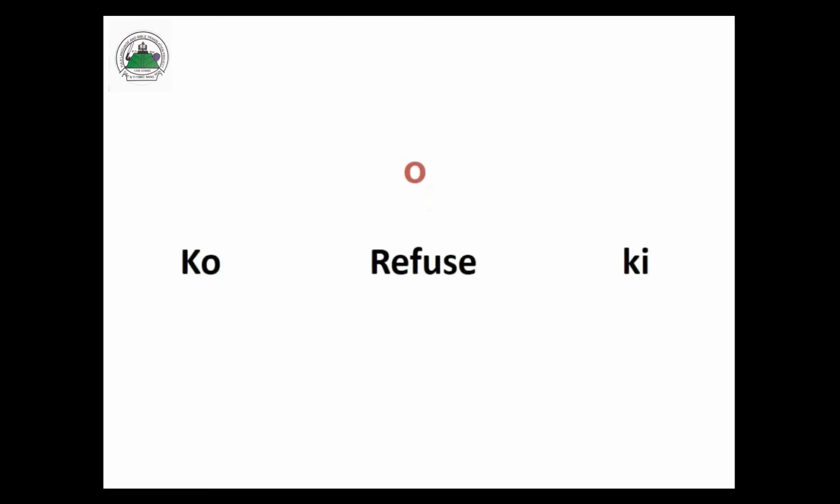The next vowel is pronounced O. It is pronounced O, as in the word ko. It is pronounced ko, which means refuse in English, ki in Hausa. Now let's go for the word drill. Ko. Let's take away K. We have O. This is O, which is our vowel O.